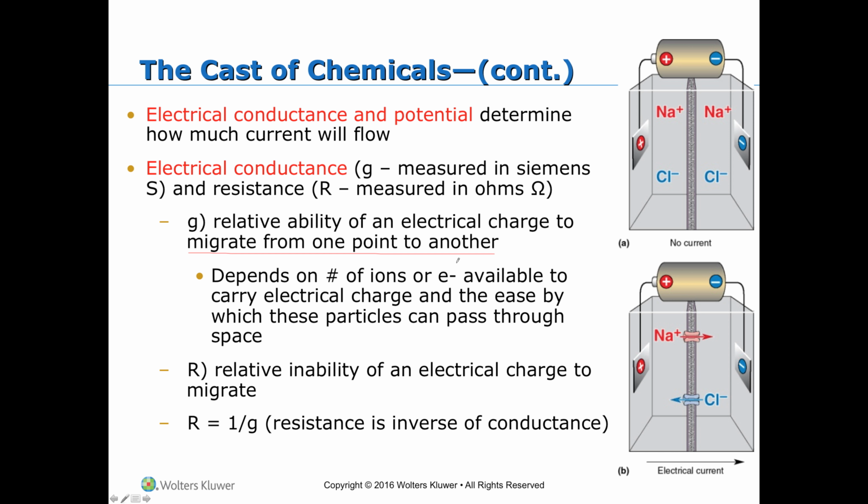R is resistance, and this is the relative inability of an electrical charge to migrate. So the formula for R, or resistance, is 1 divided by conductance, or G. So the resistance is the inverse of conductance. So conductance is the ability of an electrical charge to actually move from one place to another, and resistance, like the word it's based on, is the inability of an electrical charge to migrate.